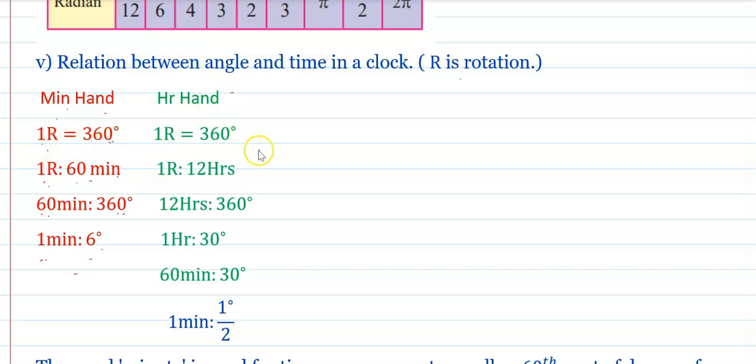What about the hour hand? The one which is small, the smallest one. Okay. That is, 1 rotation means what? 360. When does it complete the full rotation?